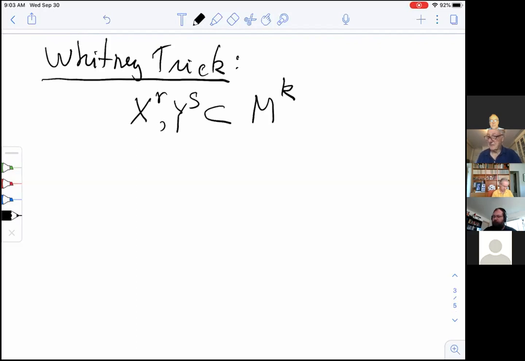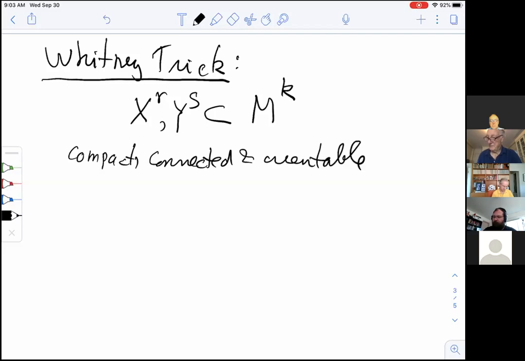They're all compact, connected, and orientable, to all three of them. And okay, I'm going to, so R plus S here is K. So these are manifolds of complementary dimension. I'm going to suppose they're in general position.